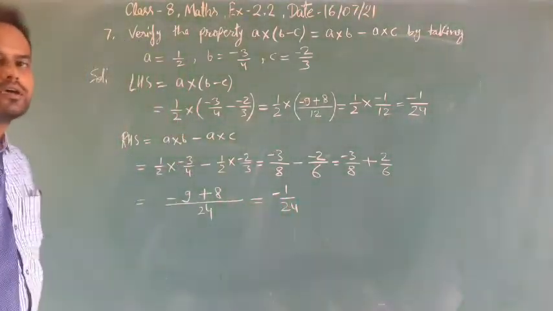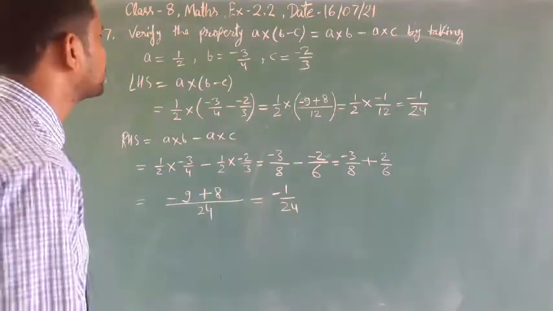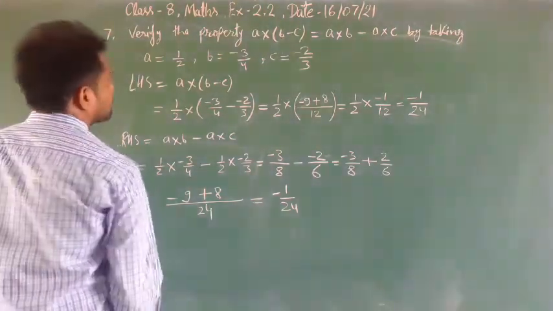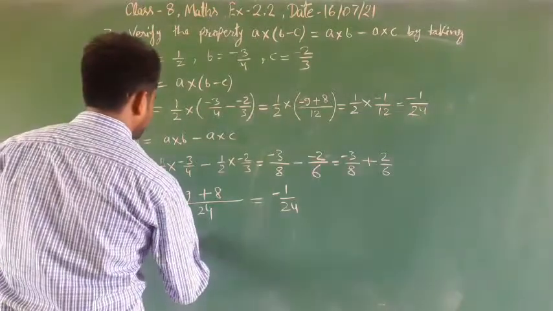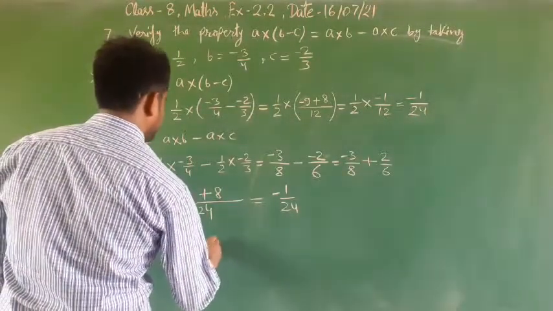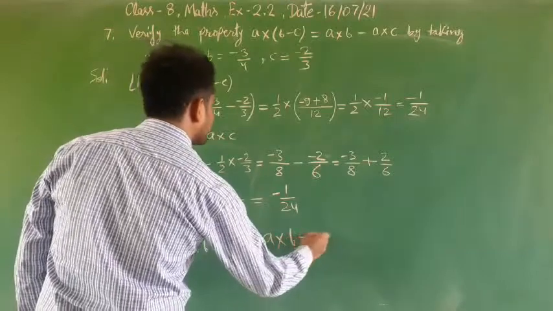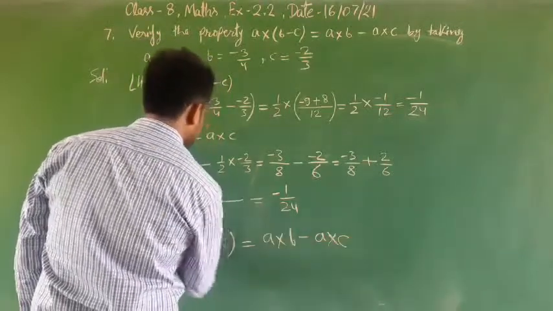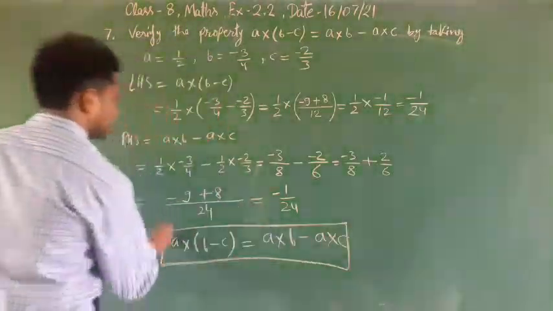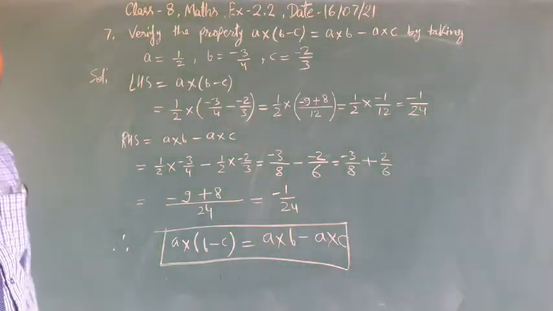Both values are the same, so we can say that A into (B minus C) is equal to A into B minus A into C. It is verified. Got it?